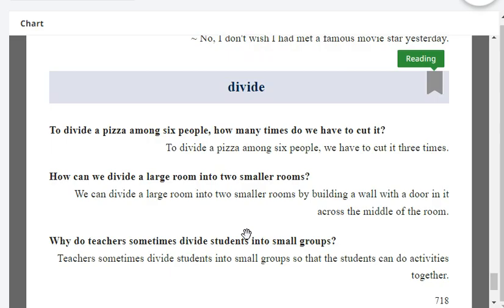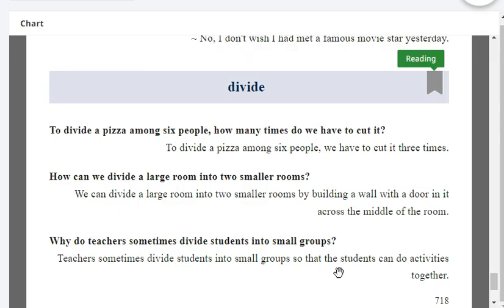Divide. To divide a pizza among six people, how many times do we have to cut it? To divide a pizza among six people, we have to cut it three times. Very good.